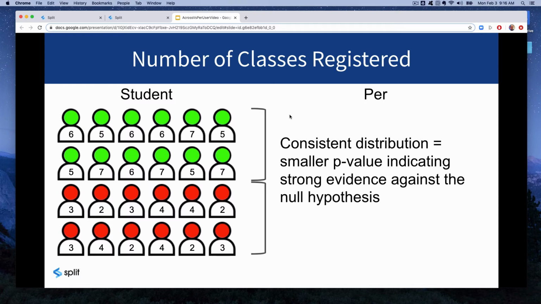If you had these measured per student, with a data point for every student in the treatment, you could get things like the mean number of classes they registered for, the standard deviation, and compute a p-value. But in our case of having an across metric, we only have two numbers to do that measurement, the 72 and the 36.